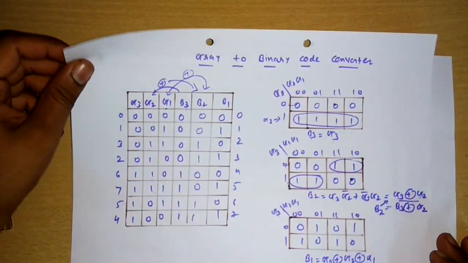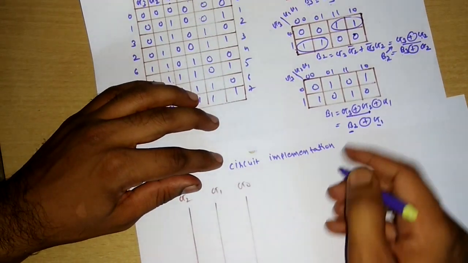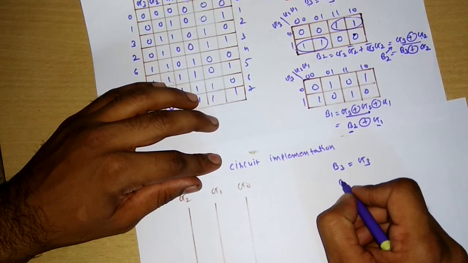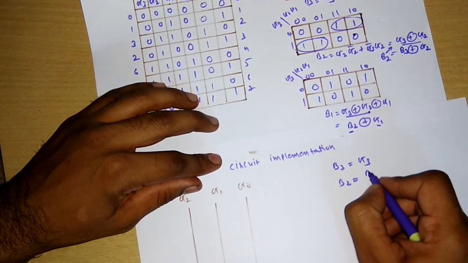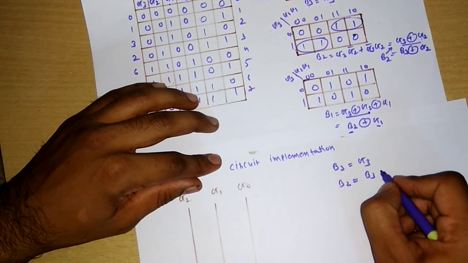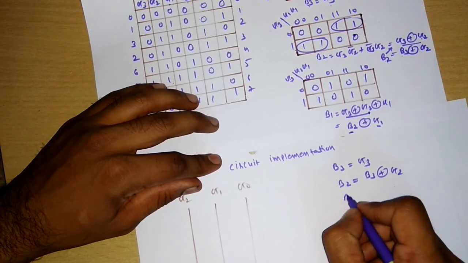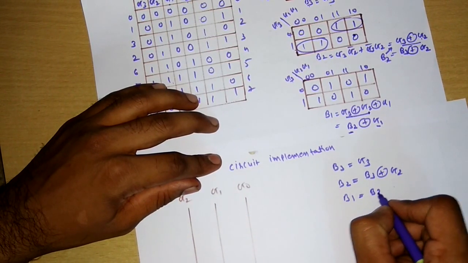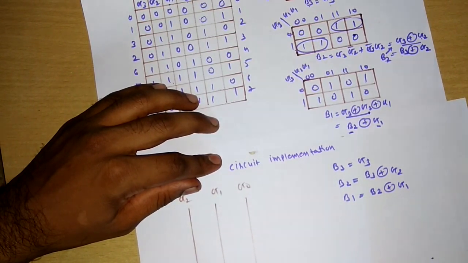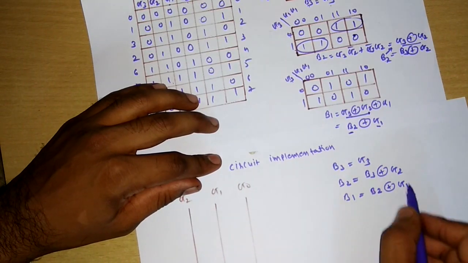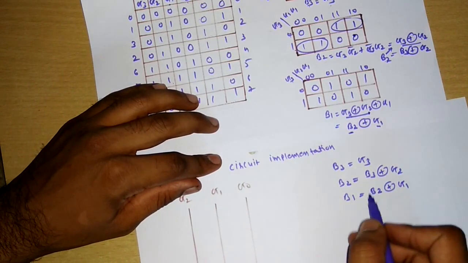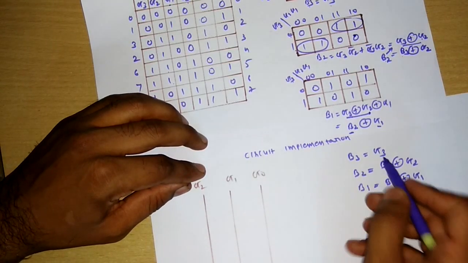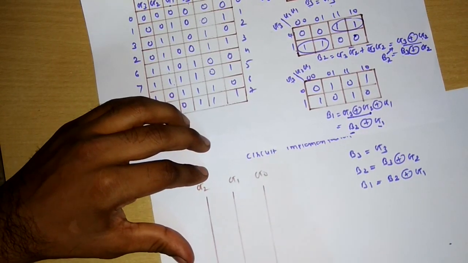Now from this, the circuit can be implemented. So first of all, let us write the equations. Here you got B3 is equal to G3, B2 is equal to B3, the previous output, XOR with G2, and B1 as the XORing of the previous output, which is B2, and the next input, G1, right? So every time your input is going to change, and you have to take the output which is previous.